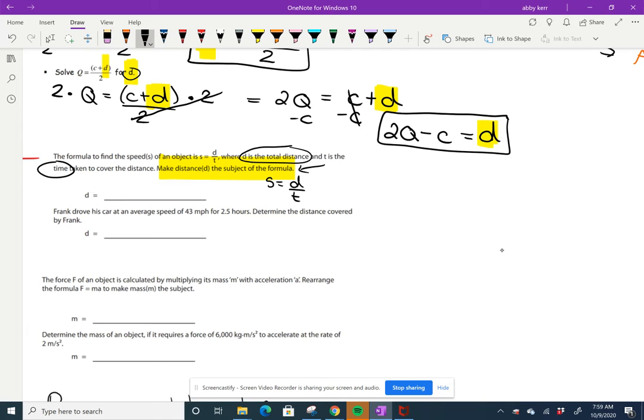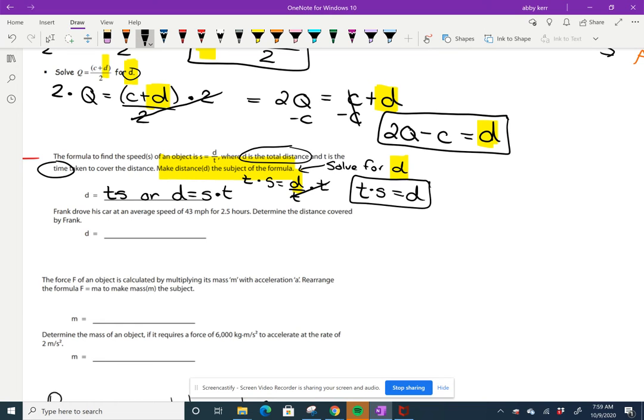So that's a fancy way of saying solve for D. Get D by itself. So I'm going to highlight it. Now that D is being divided by T, so we have to undo dividing by multiplying. The T's become a 1 because T divided by T is 1. So then it's T times S equals D. Now you can write the T first or the S, or you could have S times T. And if you want to, you can put that little multiplication symbol, that's fine.